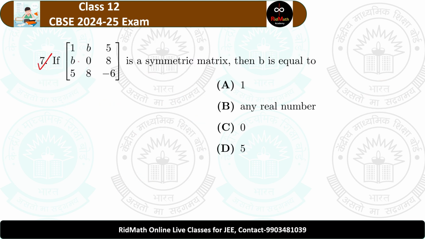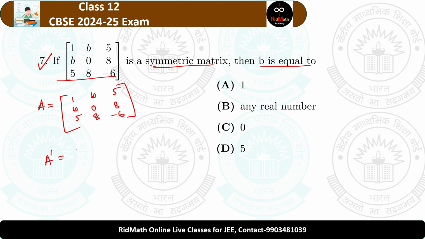Question number 7. If this is a symmetric matrix, then B is equal to what? So let us take this matrix as A matrix. So this is equal to 1 B 5 and B 5 0 8 8 minus 6. So when you transpose this A matrix, then again the first row and first column will be B.